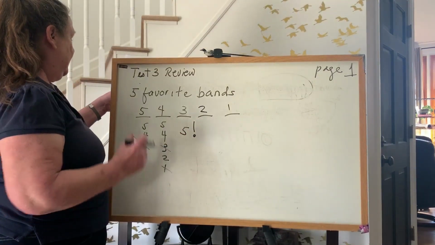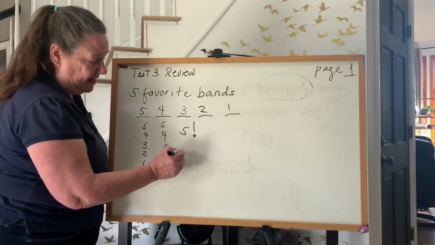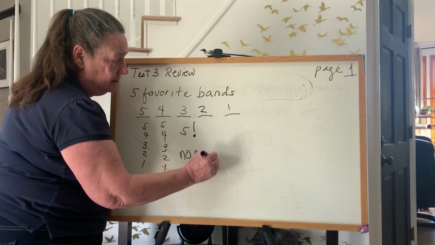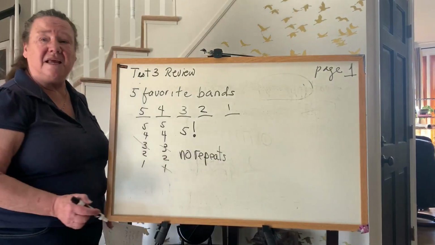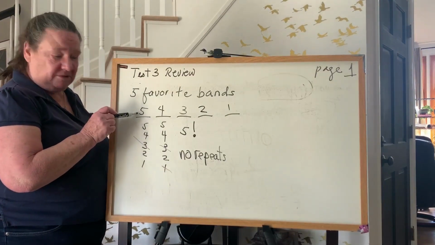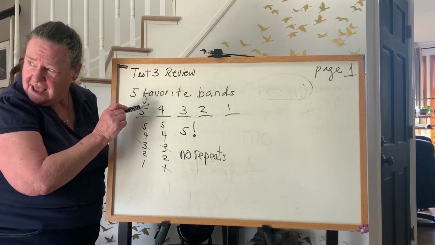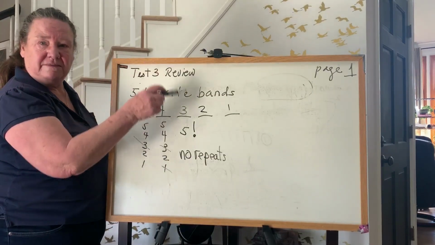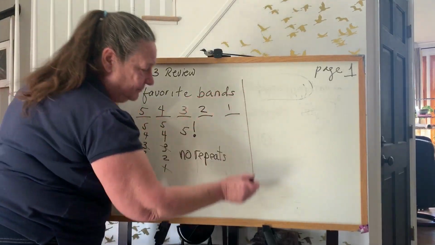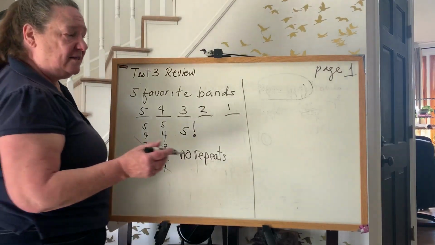So in this one, there is no repeats. No repeats. Because I can't say my favorite bands are the Temptations and the Temptations, right? It has to be the Temptations and the Tops and then the Supremes and so forth, okay? We don't repeat. However, sometimes we do repeat, but it has to say that in the body of the question.